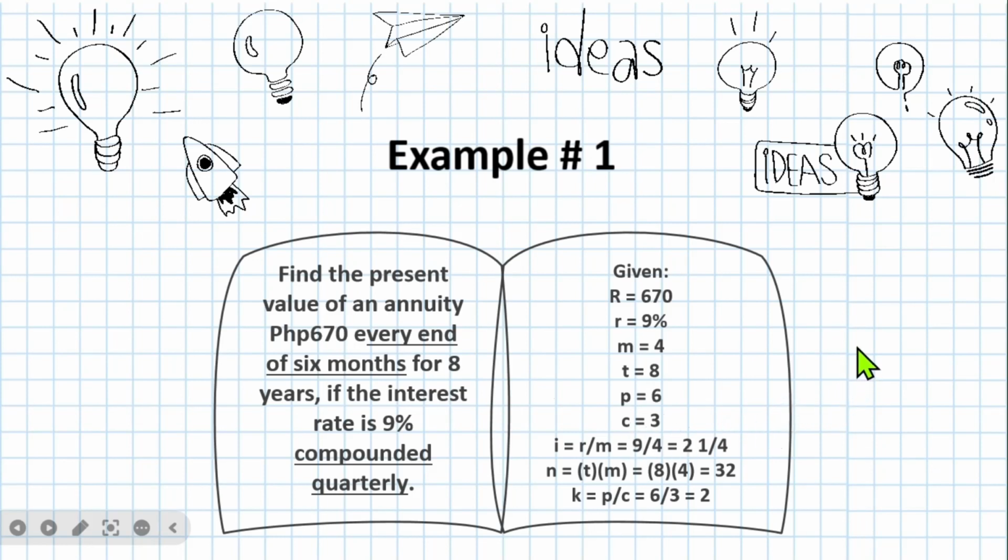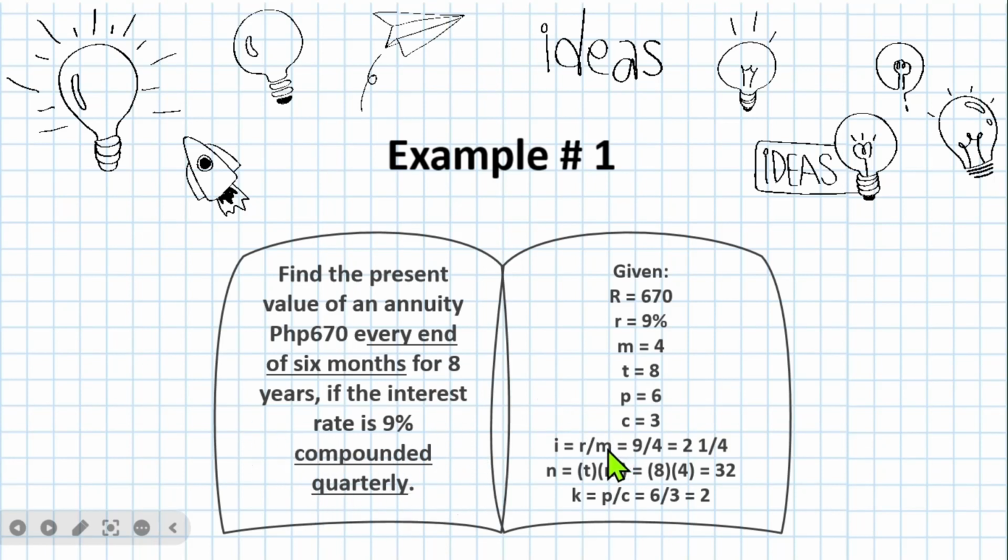So remember that to get the p, you should find the number of months in a payment interval, while to get the c, you need to find the number of months in a compounding period. We should always remember that to get the p, we look at the "every end of" in the sentence. For this example, it says every end of 6 months. While for the c, let's look at the word compounded. So p is "every end of," and c is "compounded."